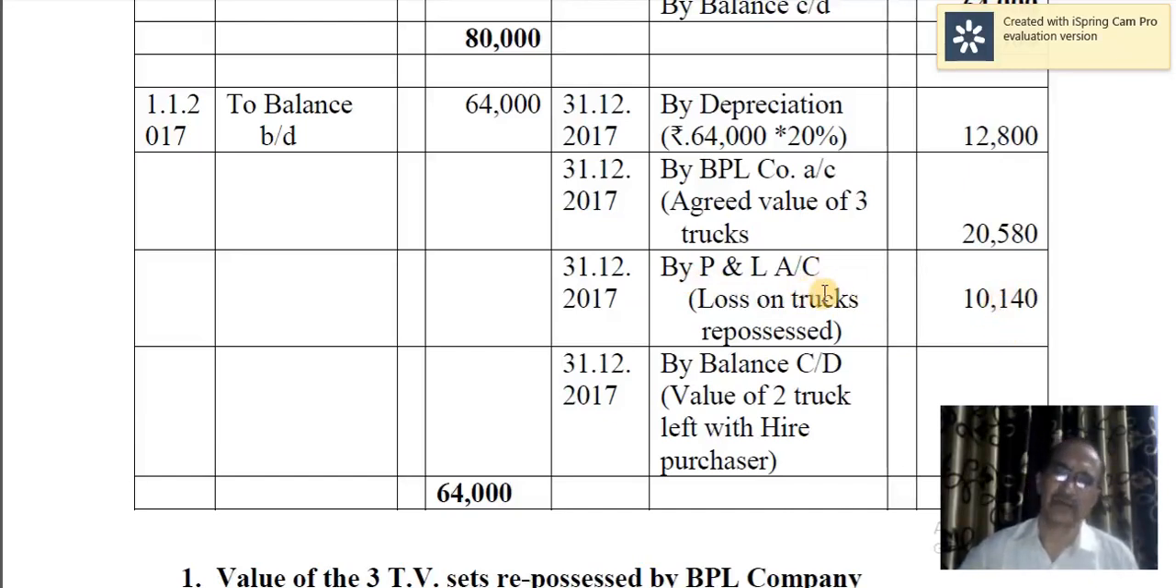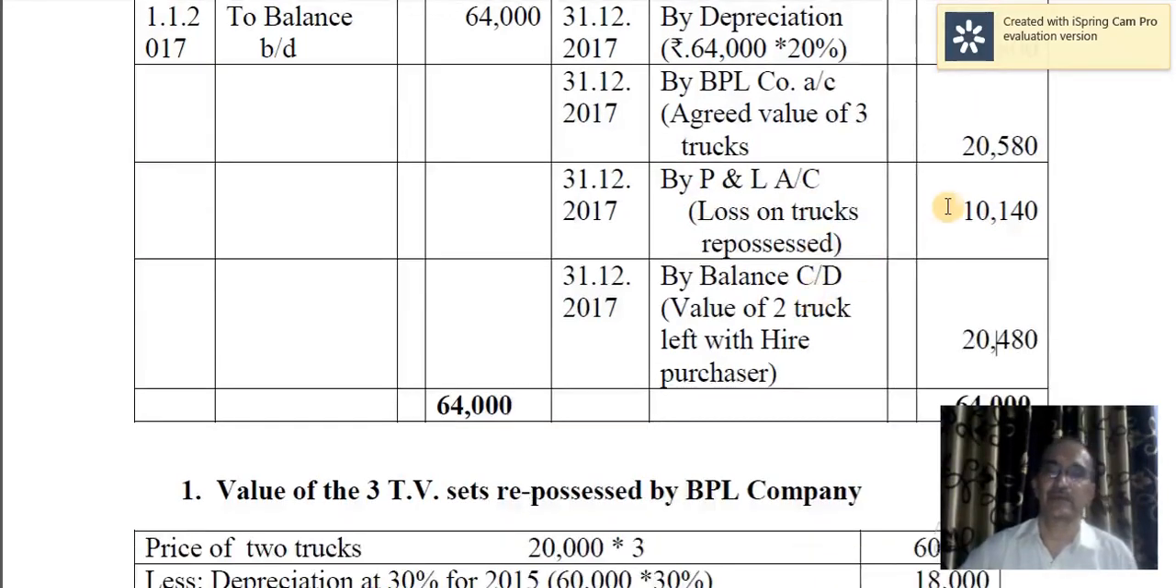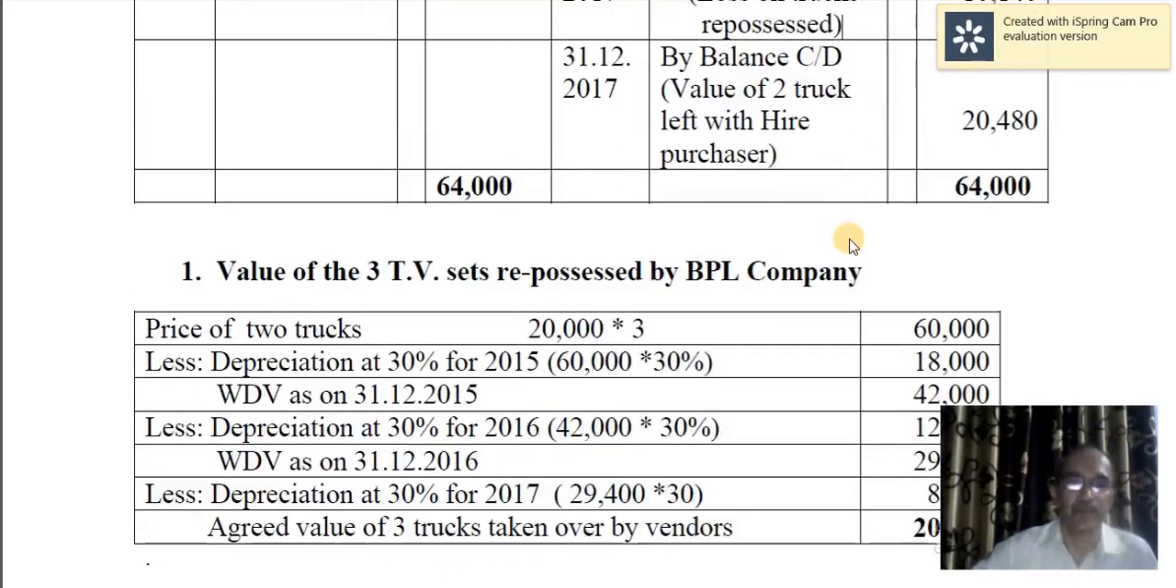Or you can even provide a working note and calculate this value alternatively. But if necessary, that can be done. Otherwise, you will get the balancing figure, which is nothing but loss on sets repossessed by the vendors, BPL company.